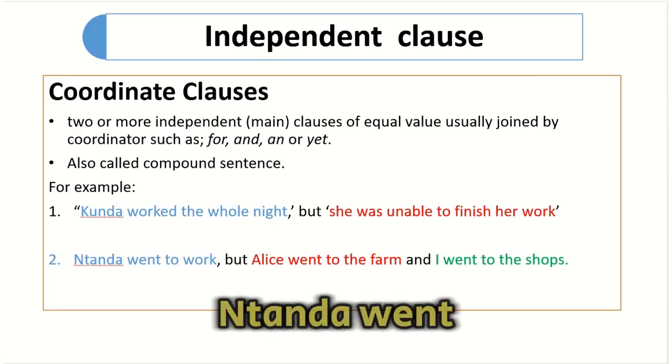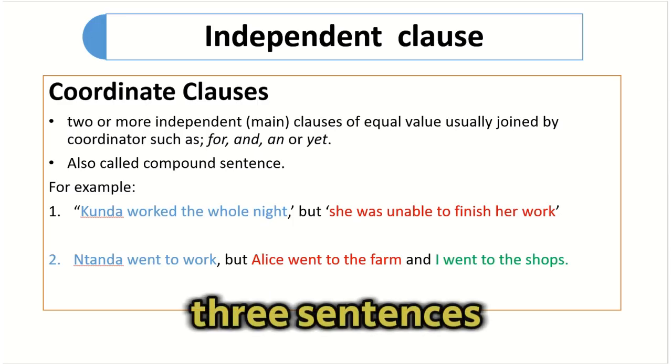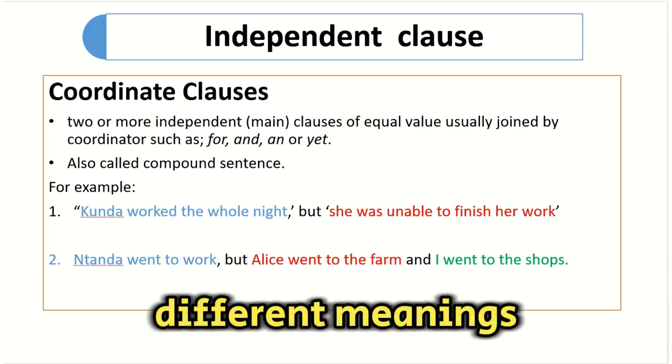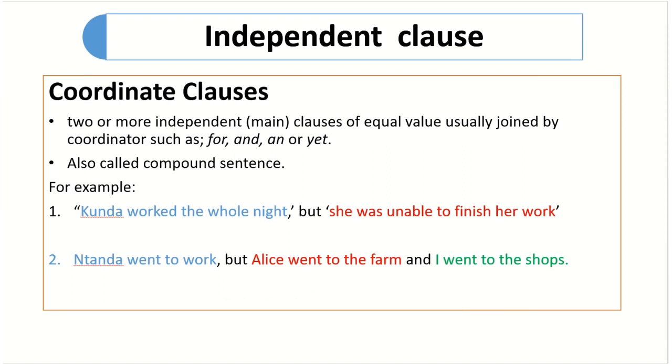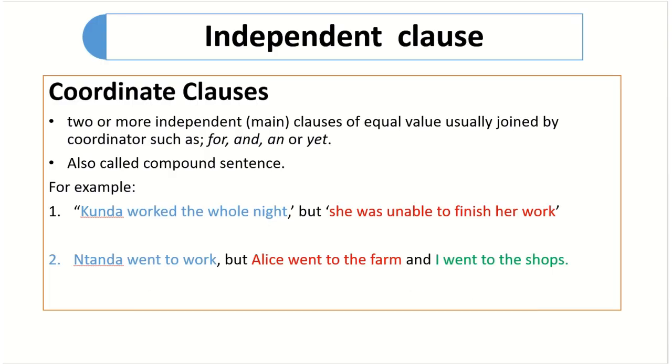Number 2, Tanda went to work, Alice went to the farm, and I went to the shops. There are 3 sentences that have different meanings but are joined by the coordinators. So if we say Tanda went to work, it's a complete sentence. If we say Alice went to the farm, it's a complete sentence. And I went to the shops is also a complete sentence. So we have 3 independent clauses that are being joined into one sentence to make a compound sentence.